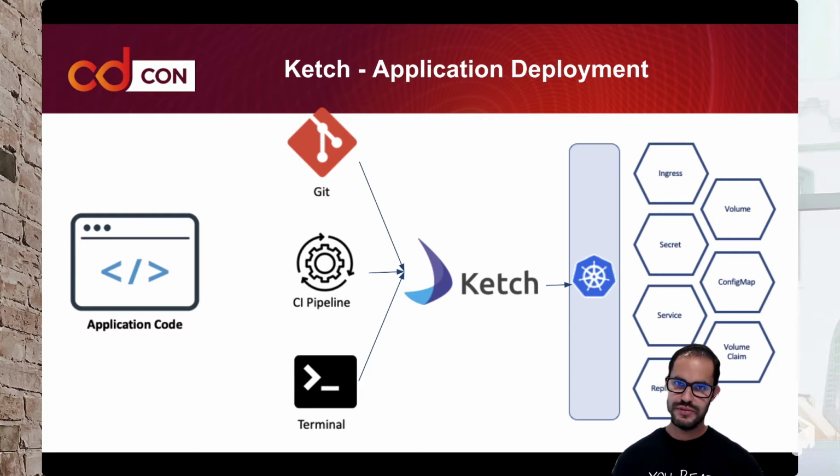Ketch in turn receives your application code or application image. It builds all the objects automatically and deploys these objects in the cluster, and it gives you automatic visibility into your application, how to access it, the status of your application without having to learn all the complexities of Kubernetes. So let's see it in action.